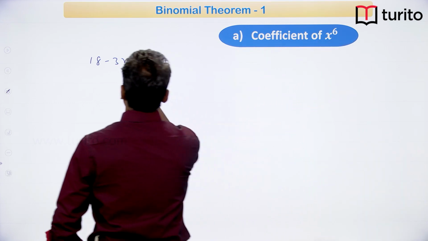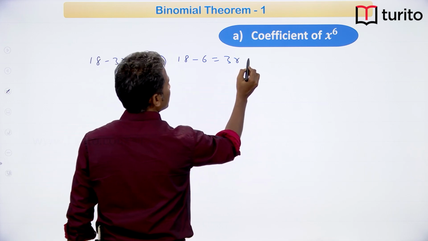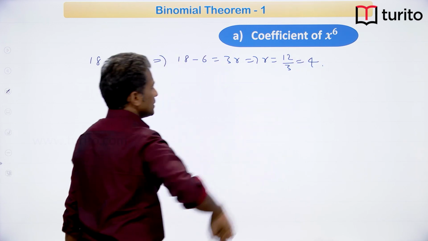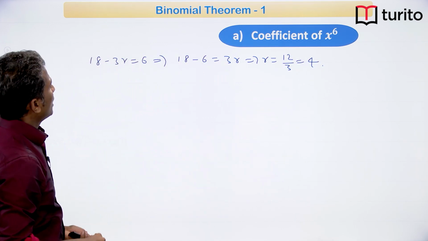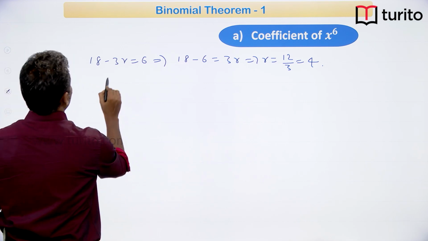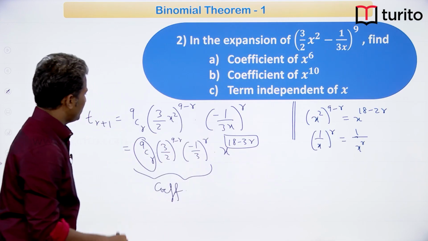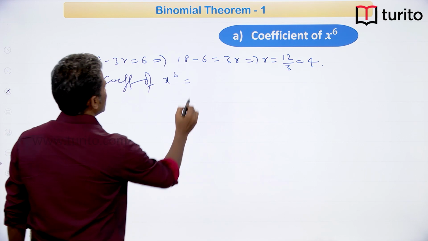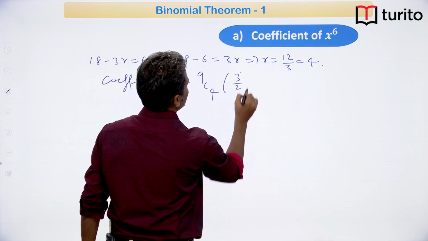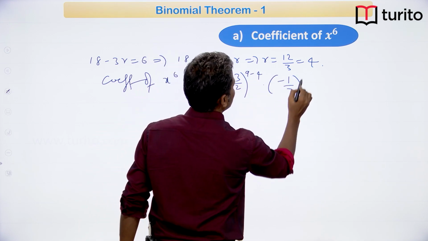Okay. So, how do we do this? 18 minus 6 is going to be 3r, 18 minus 6 is nothing but 12. So, r equals 12 by 3, which is 4. We got the value of r. So, now we can further proceed to solve the question. Okay. So, what would be the coefficient of x raised to 6? We have to put r equal to 4 here. So, 9C4 into (3/2) raised to 9 minus 4 into (-1/3) raised to 4.